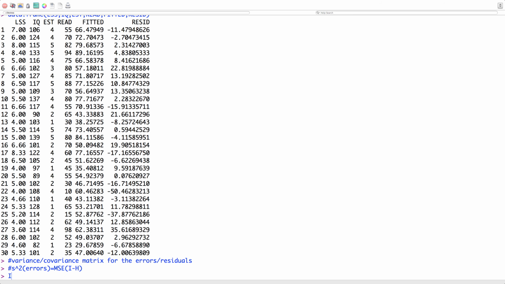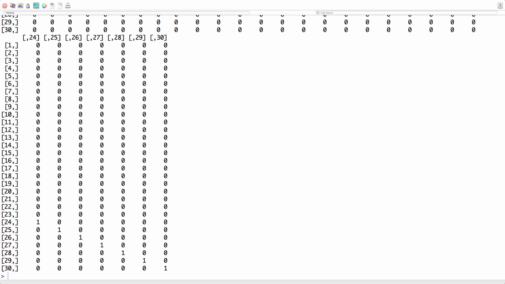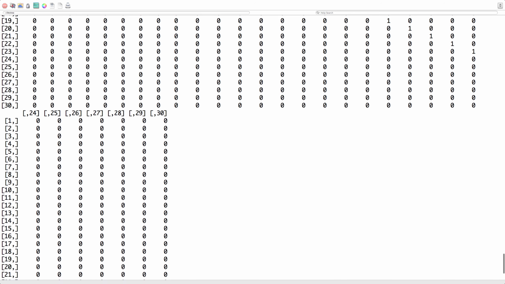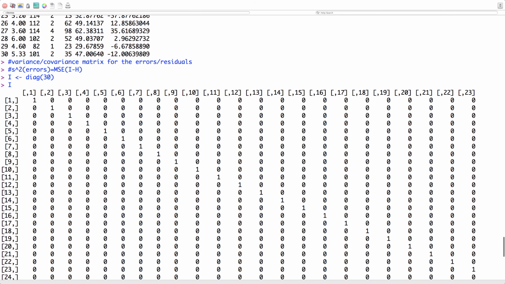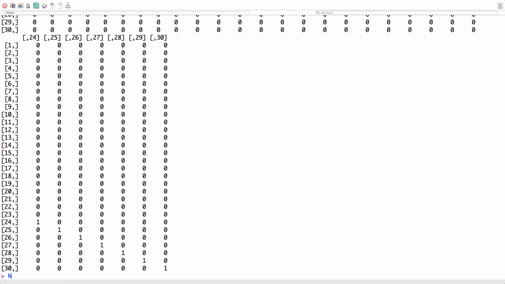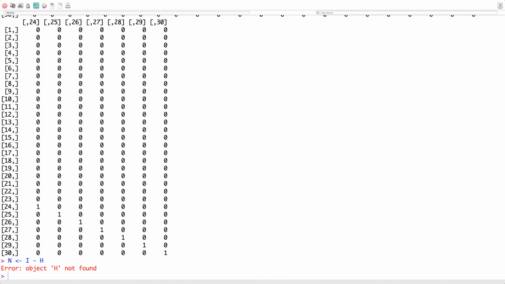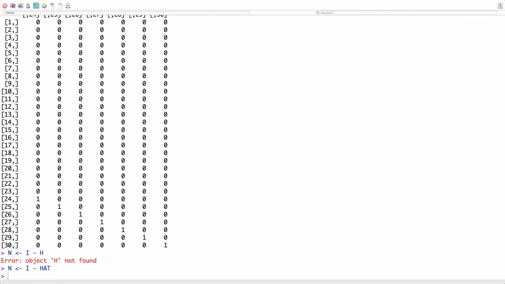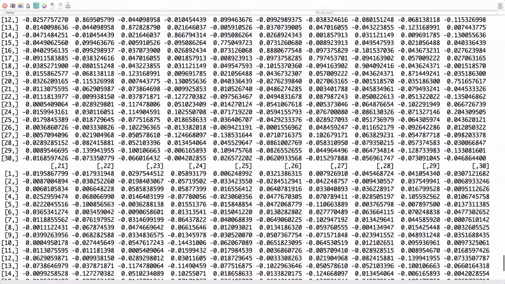The easiest way to do the identity matrix is to do diagonal 30. What this is going to do is create a 30 by 30 matrix, but it's going to create on the diagonals our ones, which is exactly what we need for an identity matrix. So the next thing I'm going to do is store this as like n, or whatever you want, and take the identity matrix minus the hat matrix. Well, it's a day of just messing up, isn't it? And we get our n matrix here.